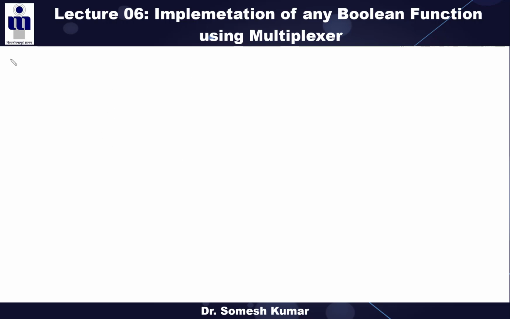Now the question is, implement function ABC using 4:1 MUX. Now understand, using 4:1 MUX, with these conditions given, right?